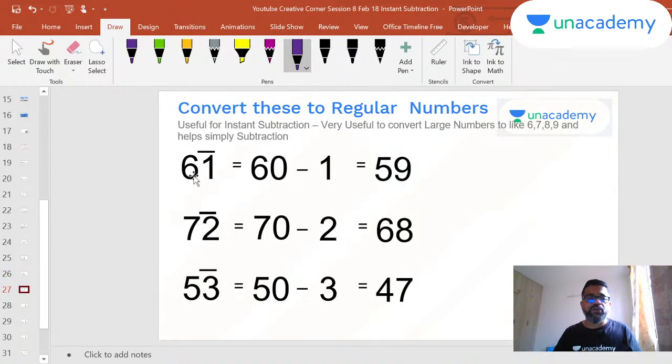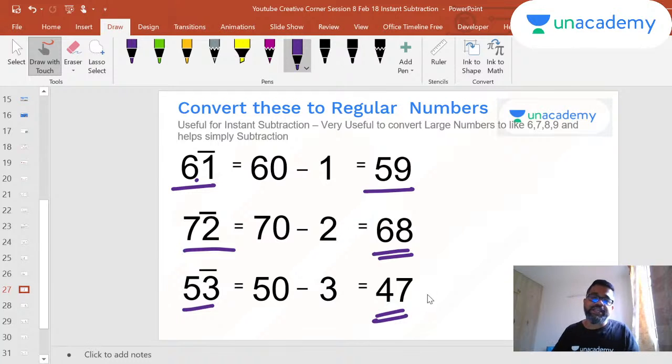Now the other way around also. If I write a number as 6 bar 1, how do I convert it to real form? I will simply subtract, 60 minus 1, 59. That's what it is. There you go. So 7 bar 2 is 70 minus 2, which is 68. 5 bar 3 is 50 minus 3, which is 47.